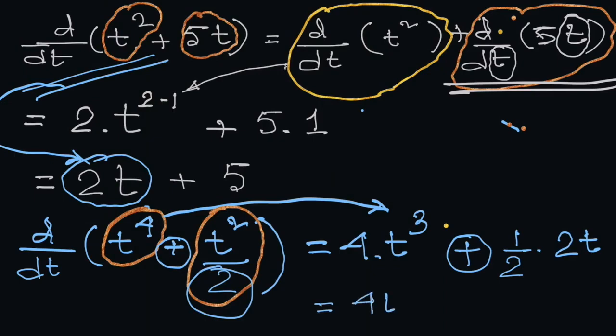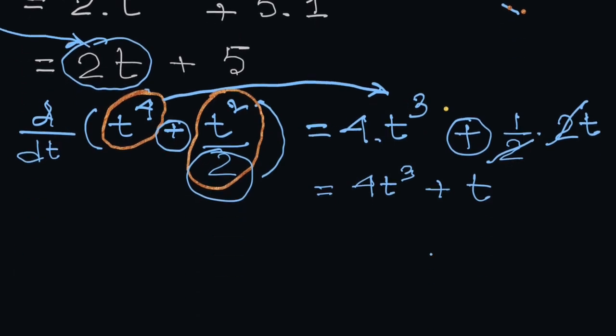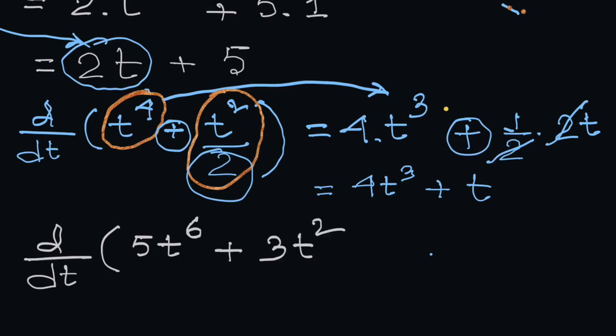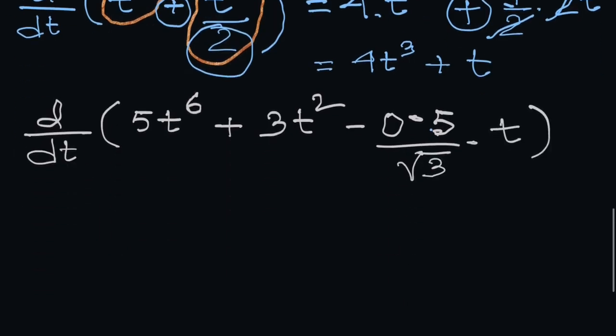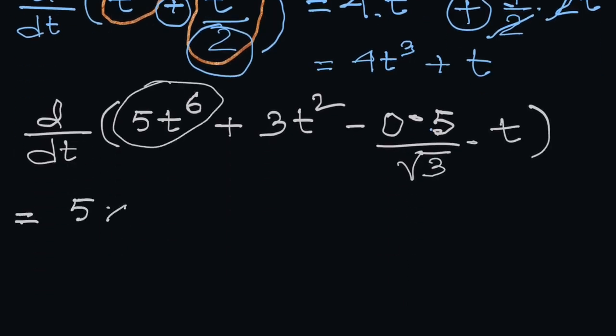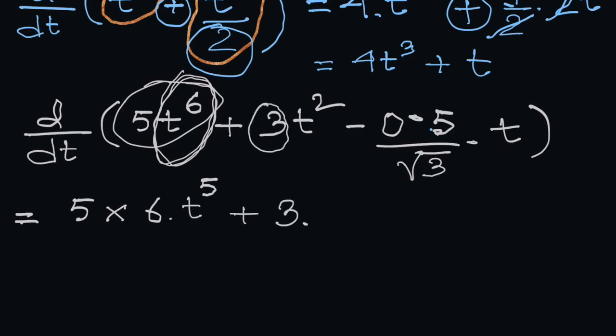Anyway, so it becomes 4t cube plus 2 and 2 cancel, t only, 4t to the power 3 plus t. Let us now do this expression. Say 5t to the power 6 plus 3t square minus 0.5 by root 3 into t. How intimidating. So it is 5 into t to the power 6, differentiation will give us 6t to the power 5, plus 3 constant, t square, 2t, minus this part.